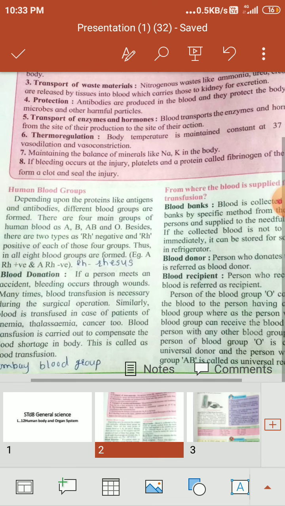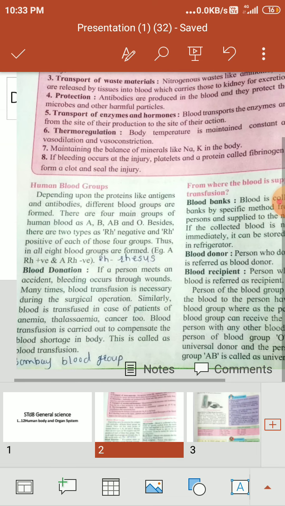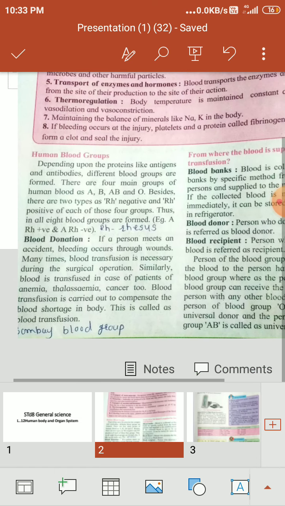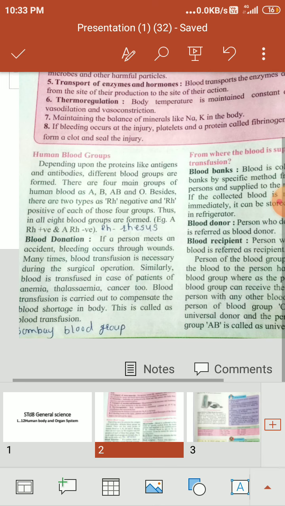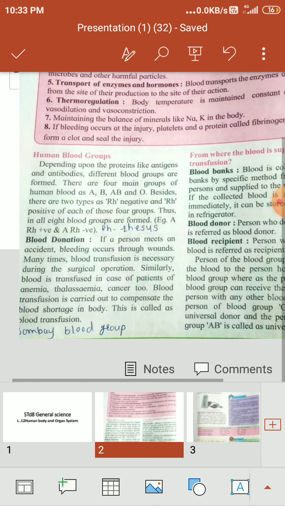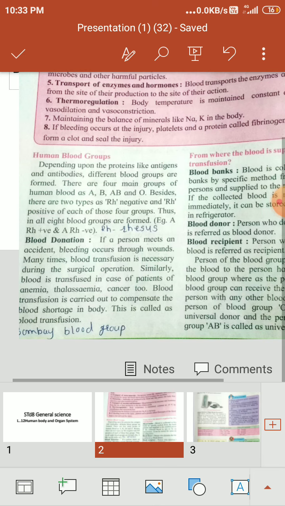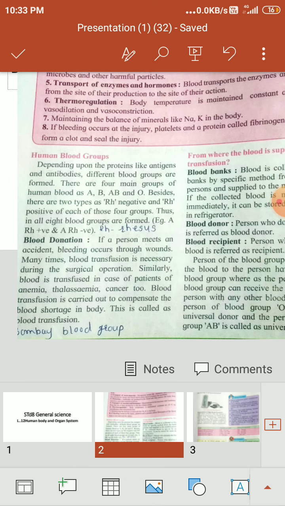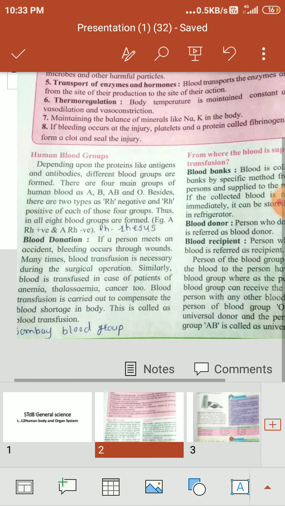Blood donation: suppose there is an accident or a major surgery and there is a loss of blood. In such a condition, the patient needs a blood donation. Many times blood transfusion is necessary during a surgical operation, and also in conditions like anemia, thalassemia and cancer. Blood transfusion is carried out to compensate for the blood shortage in the body. This is called a blood transfusion.